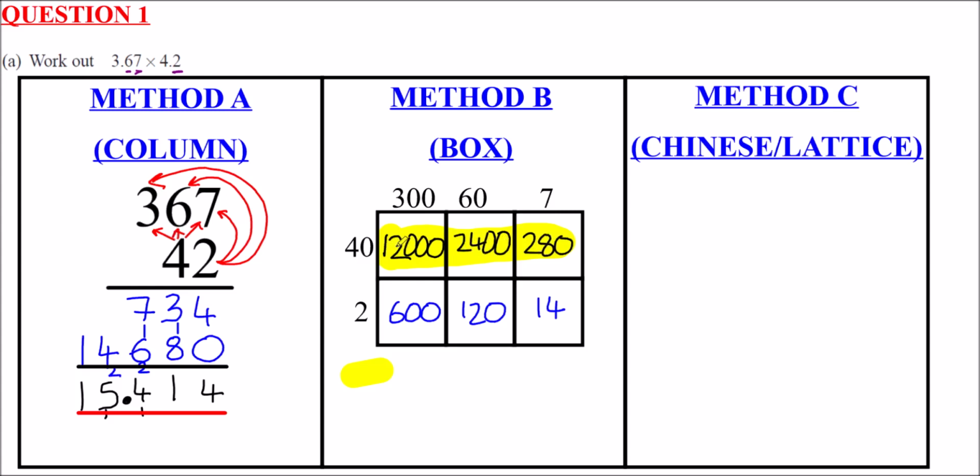So that gives us 14,680. So I'm just shortcutting here how to add these up. 14,680, if you added those together. And then, if you add up these ones under here, 600 plus 120 plus 14, that gives a total of 734.